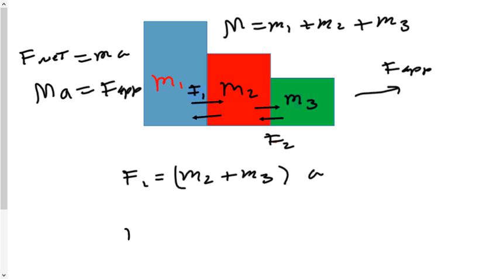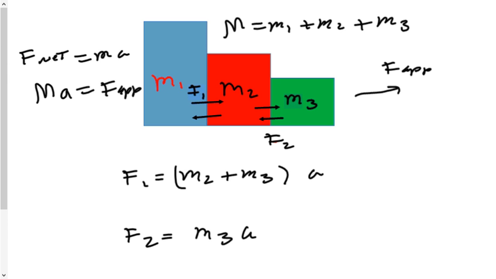Now what about F2, force 2? Force 2 is going to equal M3 times the same acceleration. Why? Because M2 only has to push box M3. Remember, the force going this way is equal to the force coming back because of Newton's third law. And finally, this one must equal this one coming back.